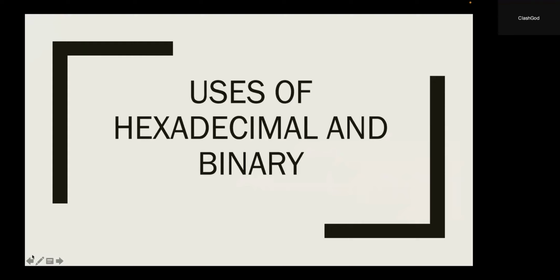And today we're going to talk about the uses of hexadecimal and binary numbers. So in the last lesson, we talked about how you can write numbers in hexadecimal and binary. And now we're going to talk about why we use these numbers. So why do we even have hexadecimal and binary numbers? How do we use them in our computers?